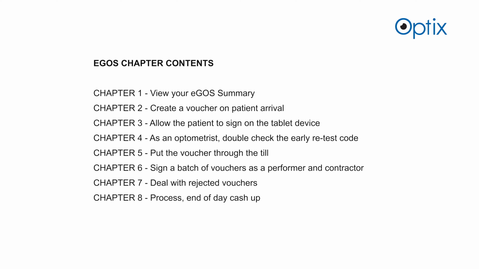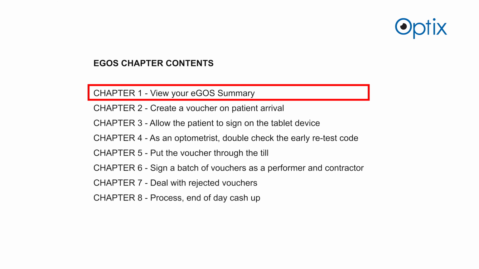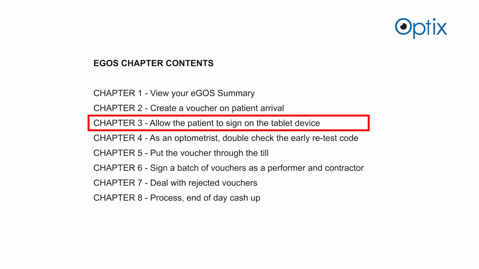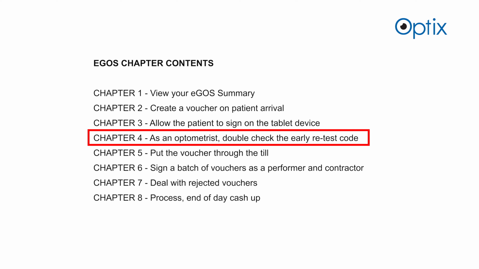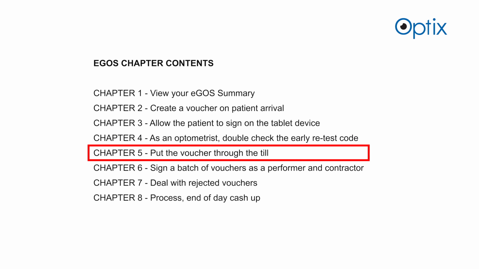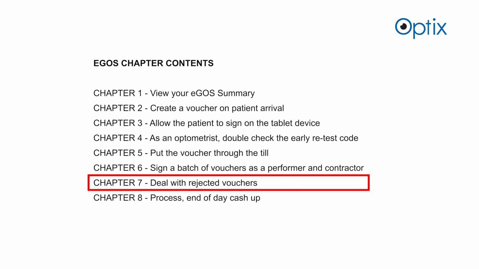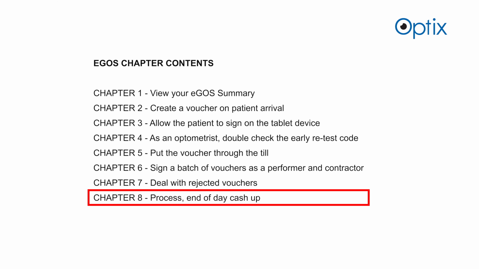In this video, you will learn how to view your eGOS summary. Create a voucher on patient arrival. Allow the patient to sign on the tablet device. As an optometrist, double-check the early retest code. Put the voucher through the till. Sign a batch of vouchers as a performer and contractor. Deal with rejected vouchers and process end-of-day cash-up.